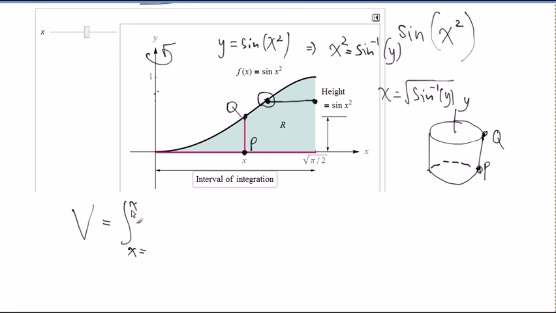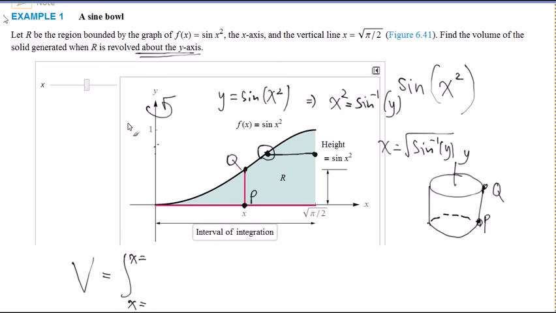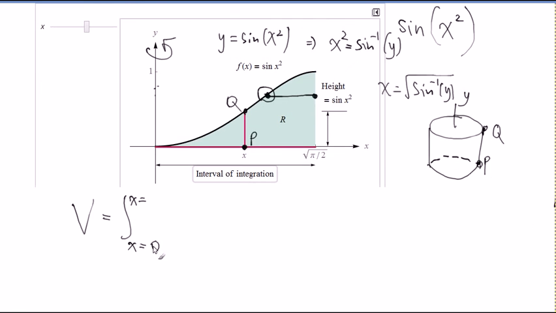This is actually the part that confuses a lot. Is it going to be a y integral or is it going to be an x integral? But if it's the shell method, it's parallel like this. Given x, we're playing with these two coordinates p and q, so the given part dominates the variable. So it's x going from 0 to root pi over 2.